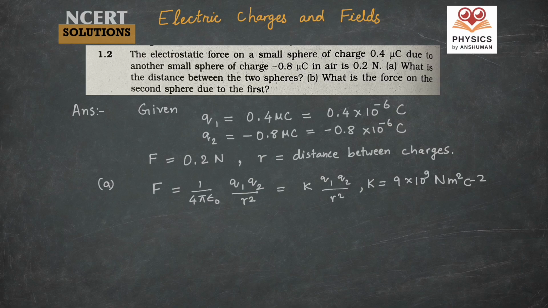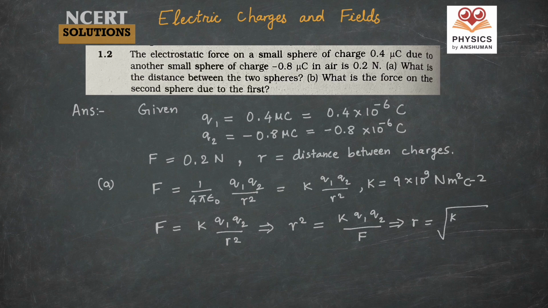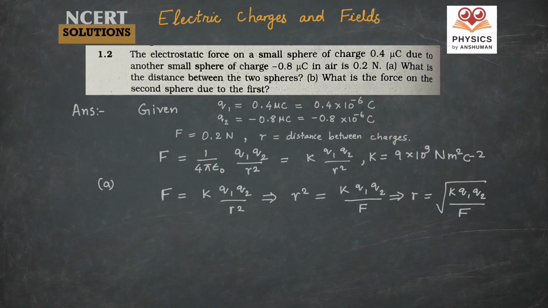Coming back to the formula, that is F is equal to K Q1 Q2 upon R square. Here we have to find the value of R, so we will take R square on the left hand side, that is equal to K multiplied by Q1 Q2 upon F, and that implies R is equal to under root K Q1 Q2 upon F. Since the charges are unlike charges, the force will be attractive. Let us infuse the values now.